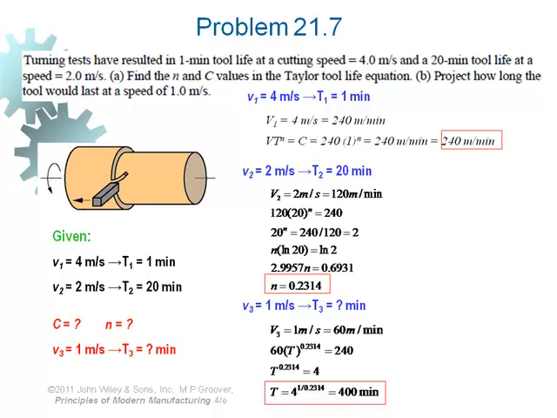Which is huge. A huge improvement in tool life by decreasing cutting speed from 4 meters per second to 1. It's 25% of the original value of V, and tool life has increased from 1 minute to 400 minutes. Wow. It's 400 times more, isn't it? Cutting speed has been reduced to 25% of the original value, and tool life has increased 400 times. It's a huge improvement, isn't it?